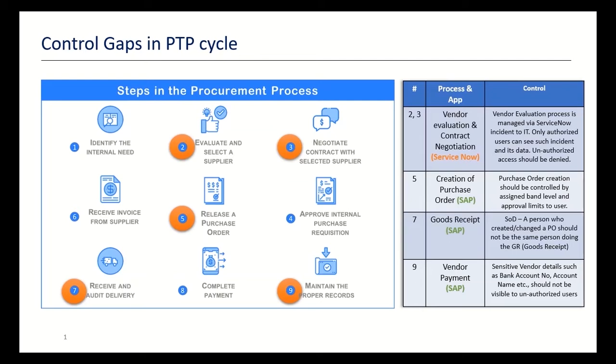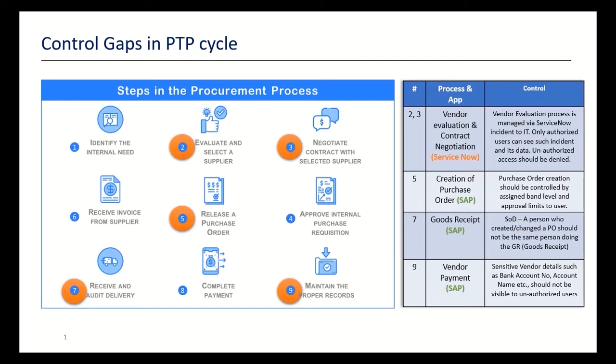And also, when you create a PO in SAP, usually you have controls around an approval matrix, or what we call signature authority, to decide whether a user is allowed to create such a big amount of PO or not.